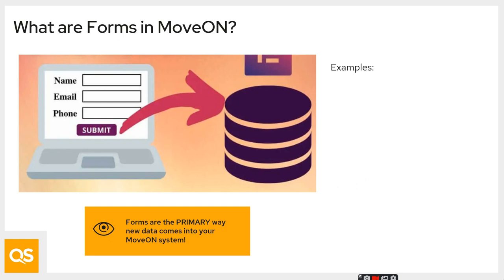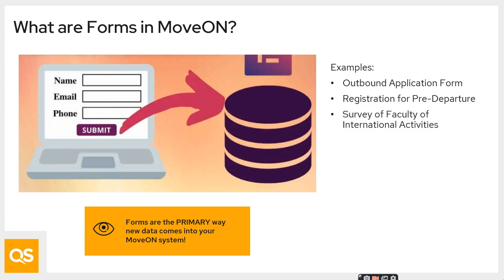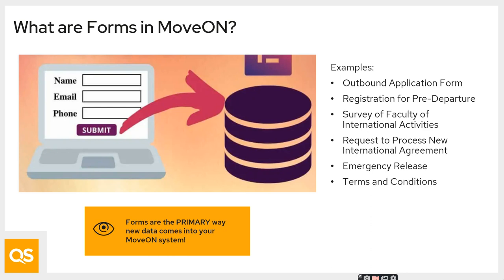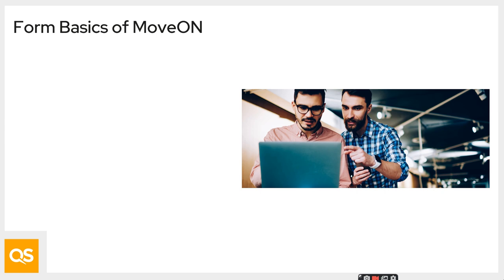So again, we could have different examples. We could have outbound application forms. We could have a registration for pre-departure form. We could have a survey for your faculty members on their international activities. We could have a request to process a new international agreement form. We could have emergency release forms for students going abroad, terms and conditions for partners working with you, all kinds of different examples of forms are possible in MoveOn.